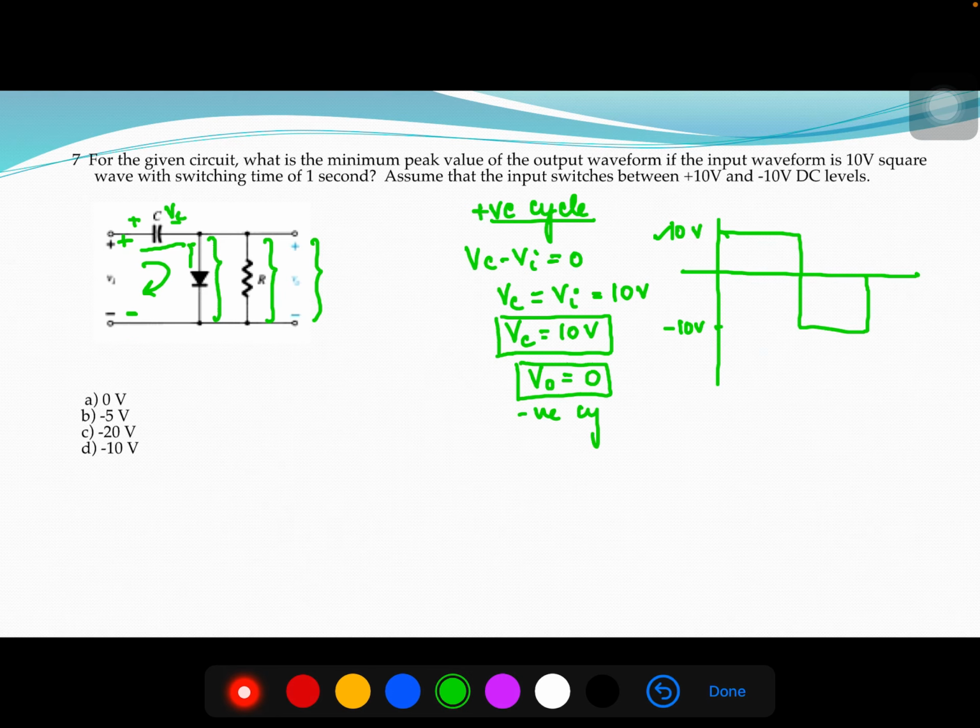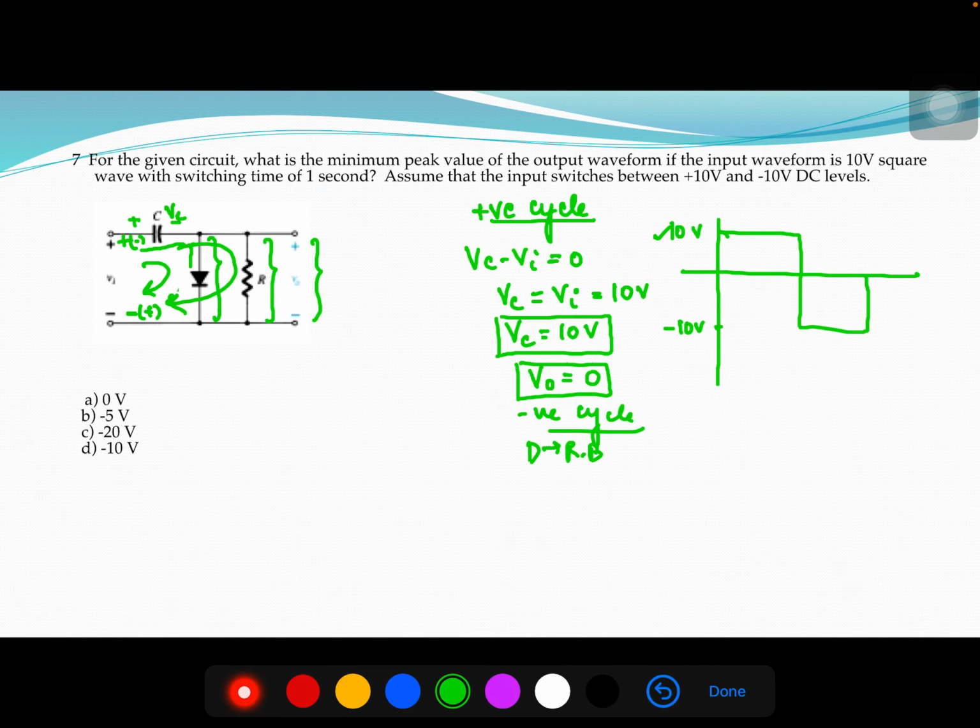Now for the negative cycle, you will be marking minus over here and plus here, but the polarity of VC and the value of VC will not change. So for the negative cycle, the diode will be reversed, that means open circuited, and the branch of the diode will not exist. Your ultimate objective is to calculate V0, so you will apply KVL in this loop to calculate V0.